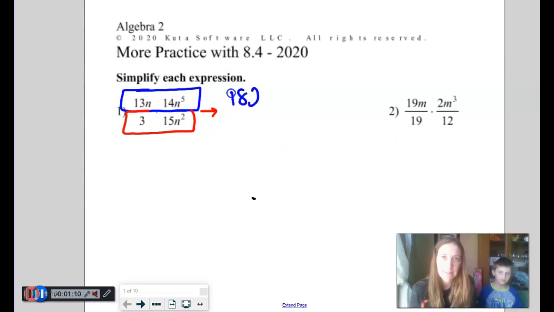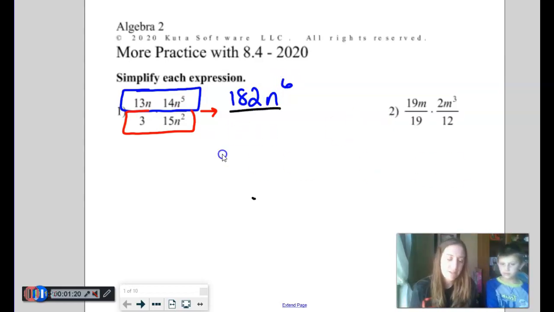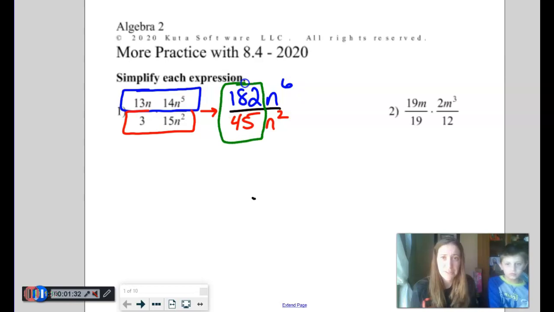Not. And then for our variables, we have n times n to the 5th. So 1 plus 5 more gives you 6 n's up top in the numerator. All right, down in our denominator, I got this one. 3 times 15 is 45. And then you still have n to the 2nd. So, even on a good day, I wouldn't struggle with this coefficient. I would definitely not try to reduce things in my head. And frankly, I would have tried to cross-reduce and cancel.